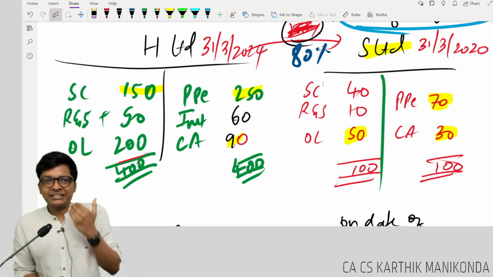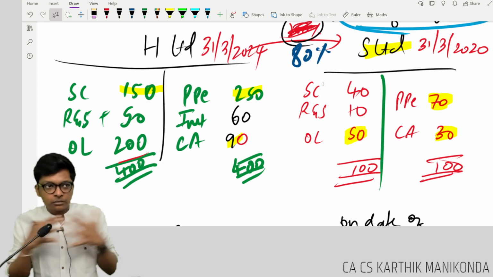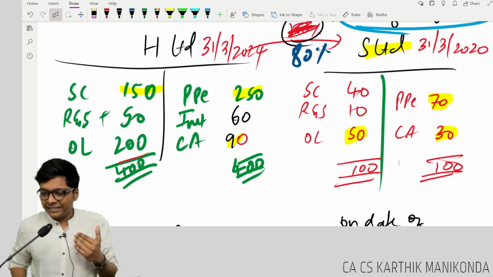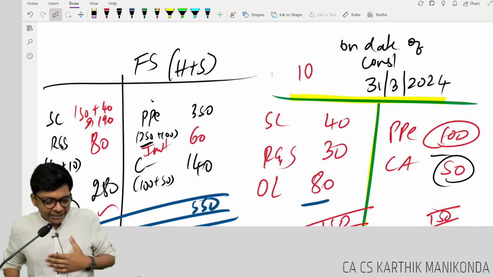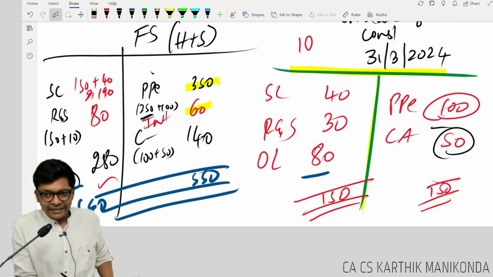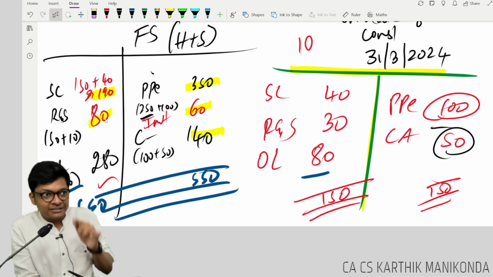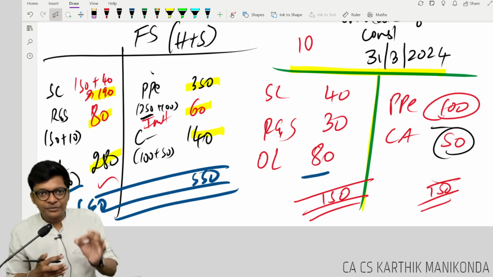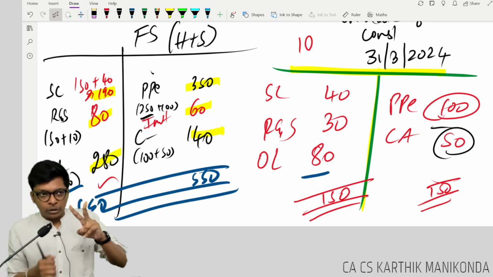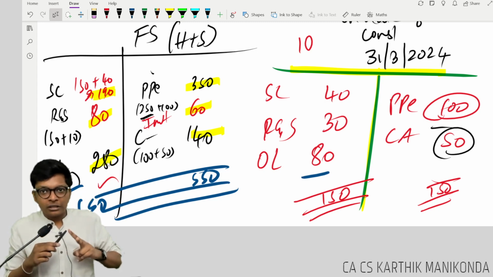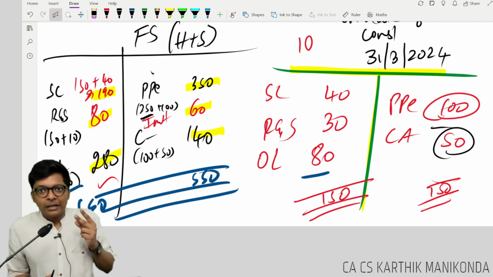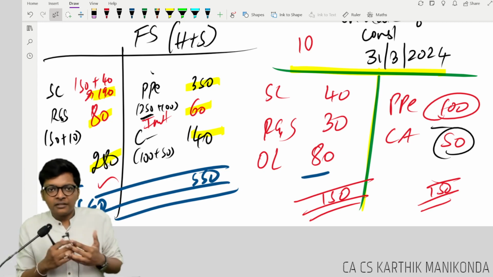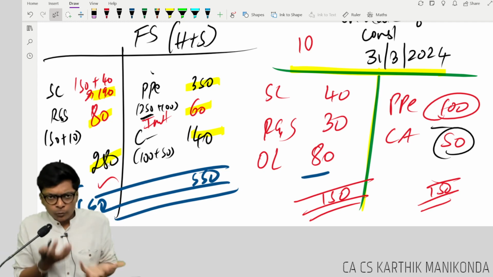Now go back to what I told at the start of the class. Consolidation is nothing but line by line addition. Again repeat loudly, recording students, don't look at my face. Consolidation is nothing but line by line addition. That's what I did here. Line by line, 190, line by line, 80, 50 plus 30, line by line, 280, 200 plus 80, subject to two things I told you: computation of goodwill or capital reserve, cost of control or capital reserve, and computation of minority. So first we are doing computation of goodwill or capital reserve. Sir, which one to do first? Doesn't matter. To do both, you need to do some workings.